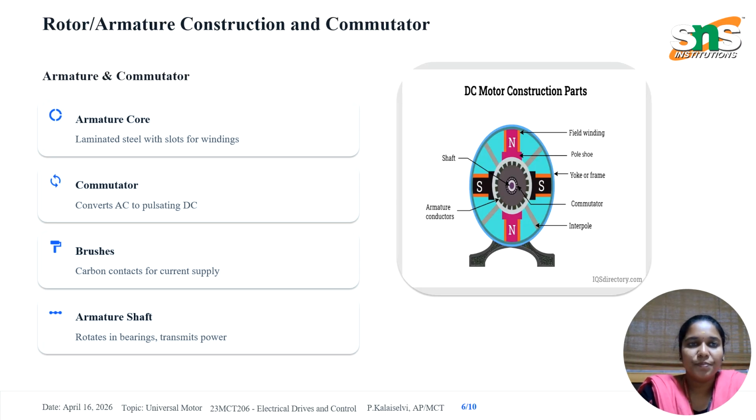Now move on to the rotor part. It has the armature core, armature winding, commutator and brushes. The armature core has slots for windings. The armature windings, conductors placed in slots, carry current and produce torque. The commutator is made of copper segments which convert the AC into pulsating DC, ensuring the proper current direction. The brushes are carbon brushes which maintain the electrical contact with the commutator.